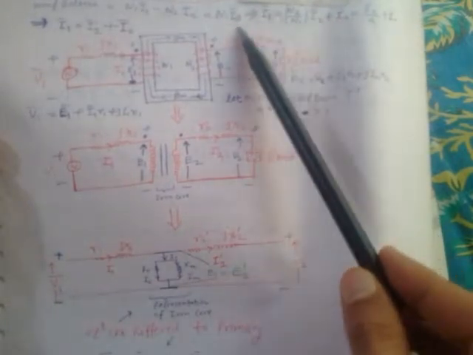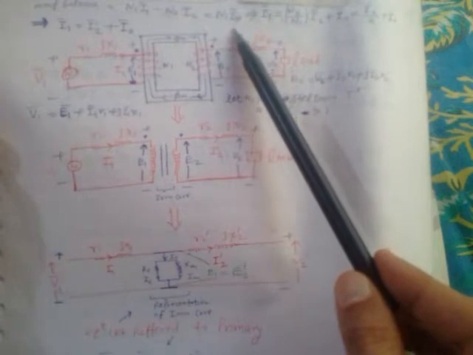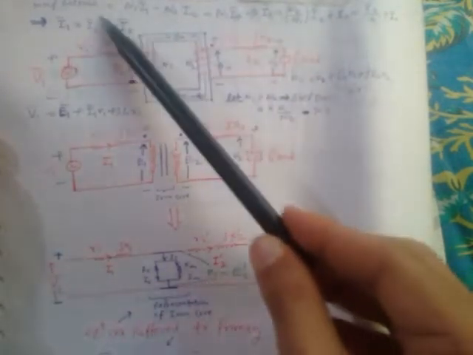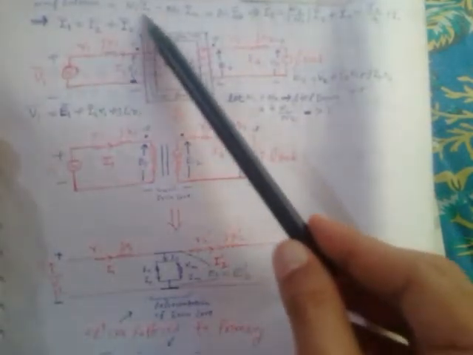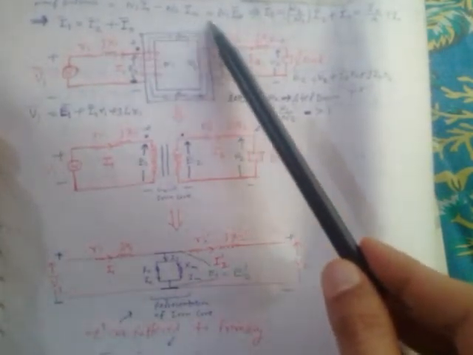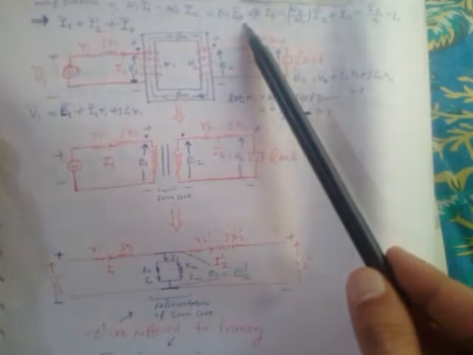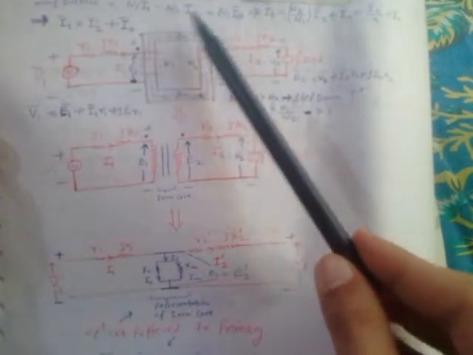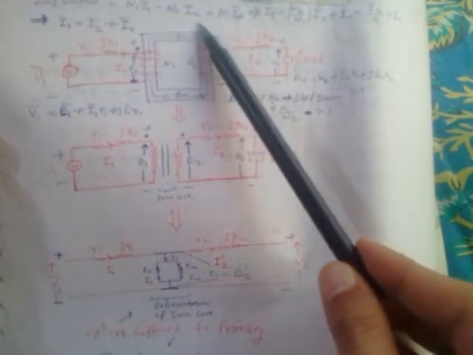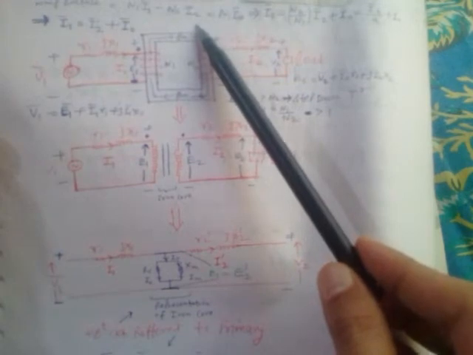So that means you can write this whole equation in this way also: N1 I1 minus N2 I2 is equal to N1 I0, or you can say N1 I1 is equal to N1 I0 plus N2 I2, right? We have discussed this already in the operating principle of the transformer.